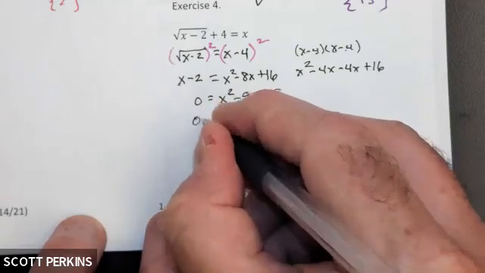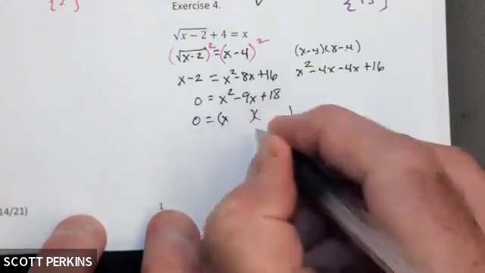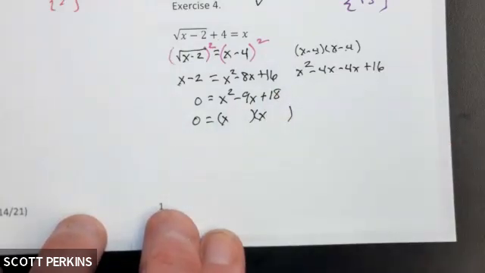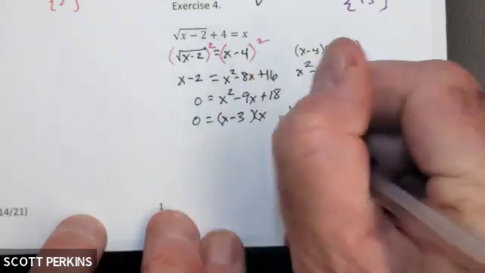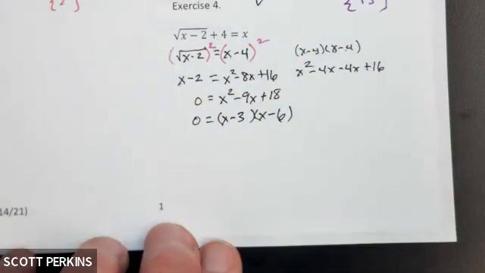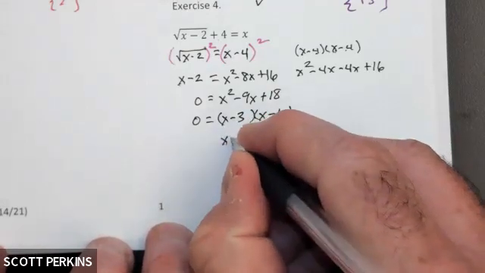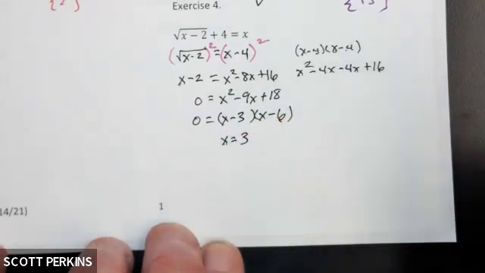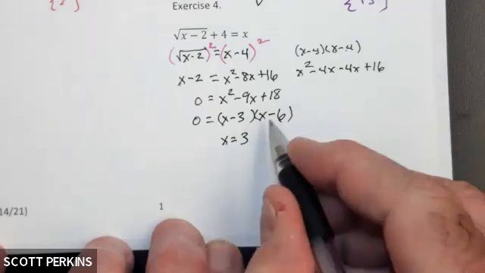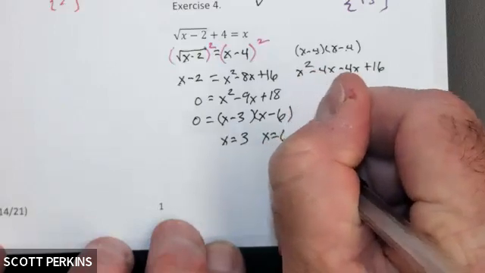This, again, is going to factor, but if you use the quadratic formula, it's going to be great. What are the two factors of 18 that add up to negative 9? Sounds great to me, negative 3 and negative 6. So if x minus 3 is the factor, then the potential solution is x equals 3. If x minus 6 is the factor, then the potential solution is 6.